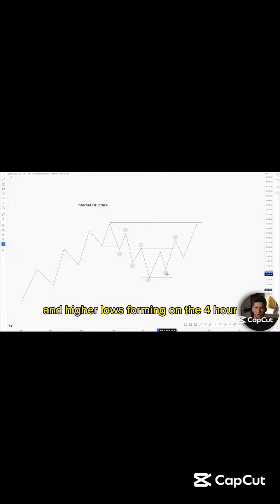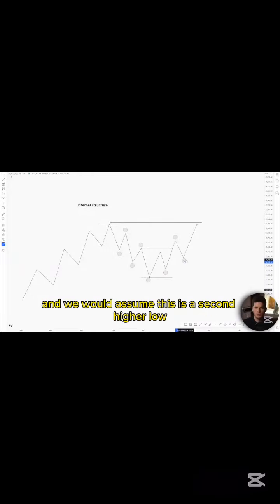And higher lows forming on the 4 hour, and we would assume this is a second higher low. We wouldn't know that until it breaks the high. But on the 15 minute, what we want is the same thing to happen. So I draw it on here.